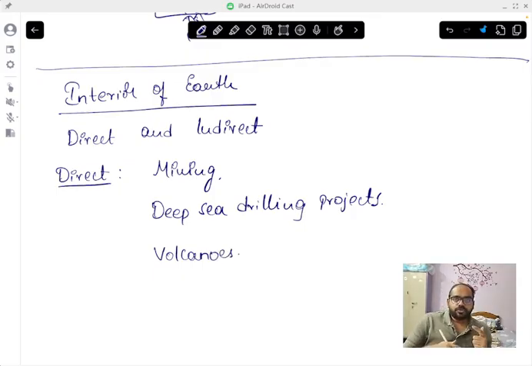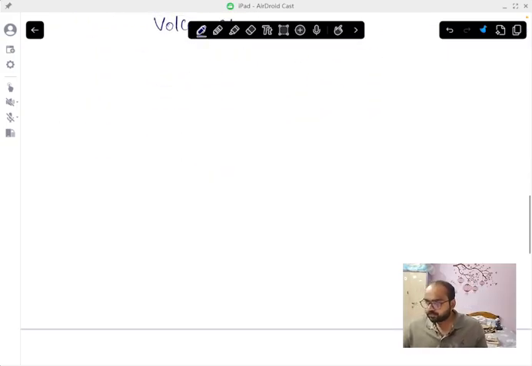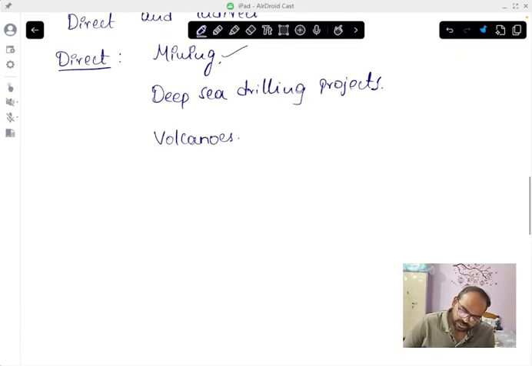Whenever the magma oozes out of a volcano, the materials present in the interior portions of the earth come onto the surface of the earth, and they act as another direct source to know about the interior of the earth. Okay, these three are the direct sources. And let's go to indirect sources.